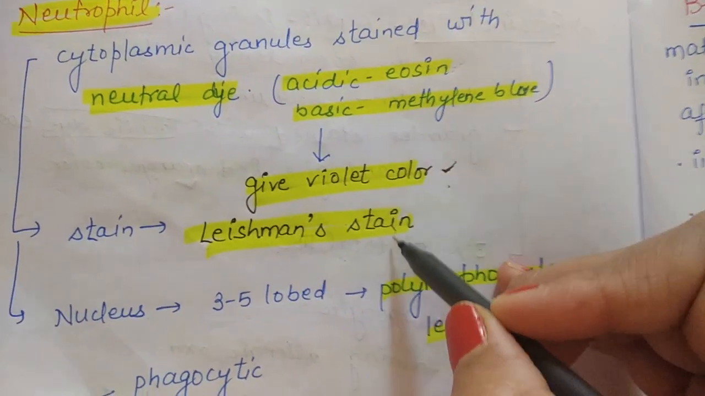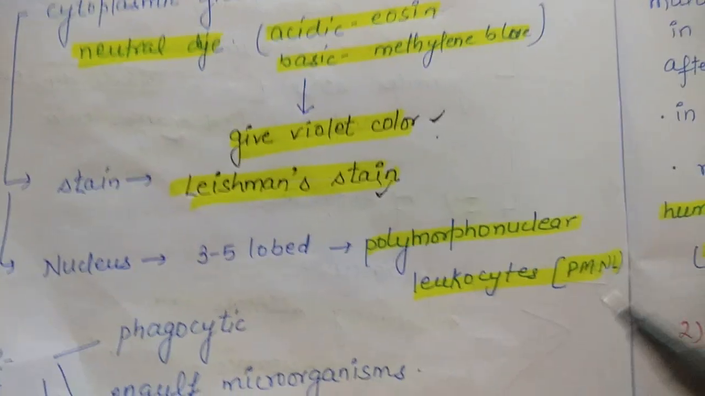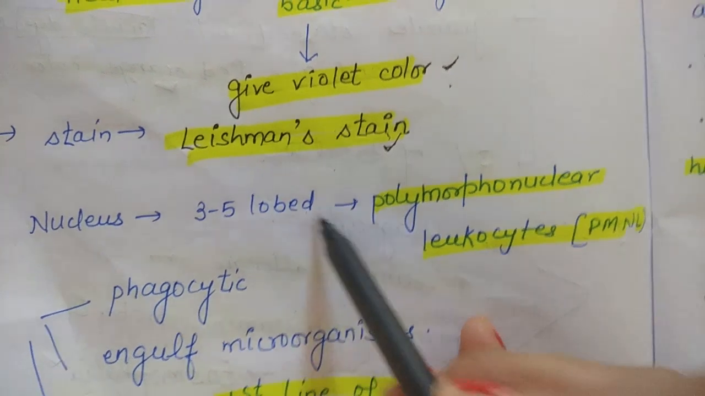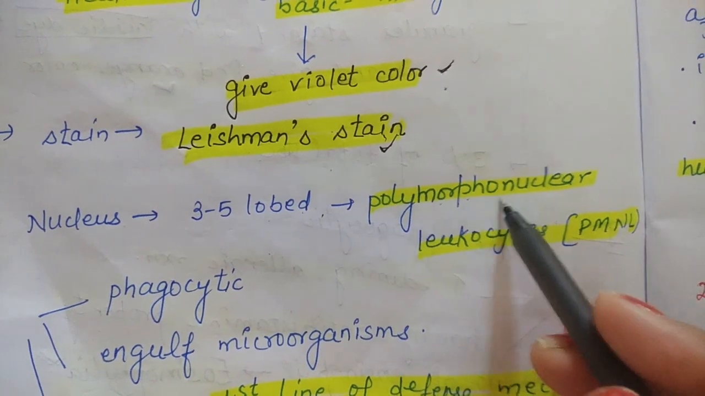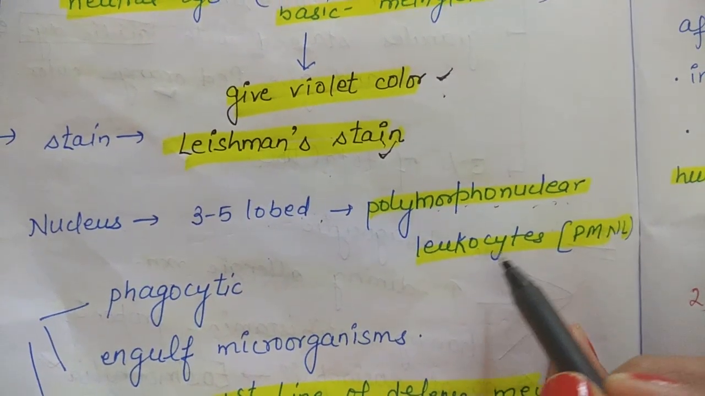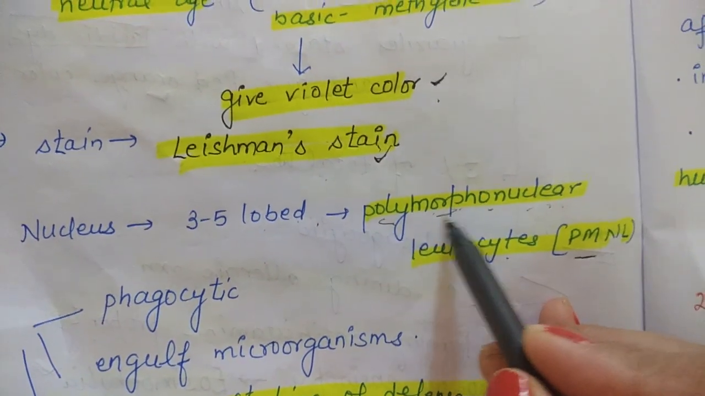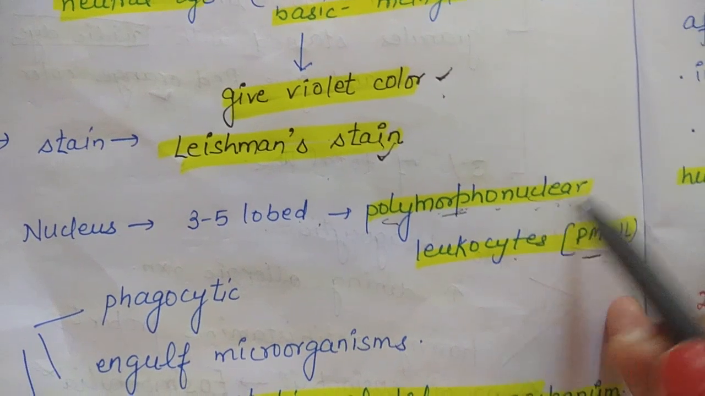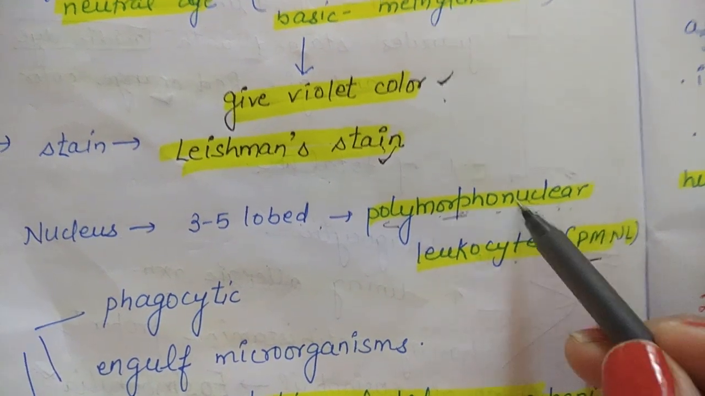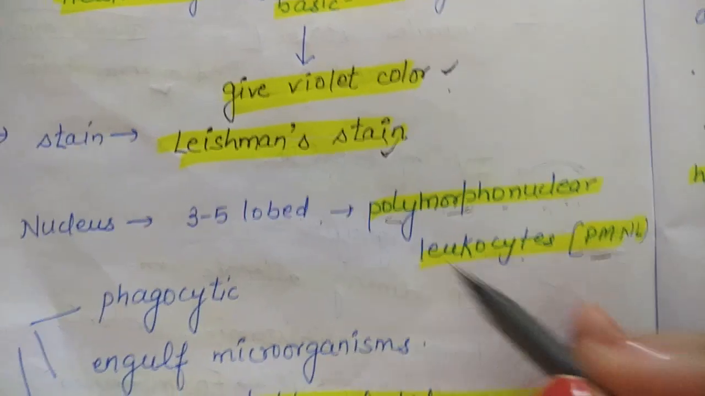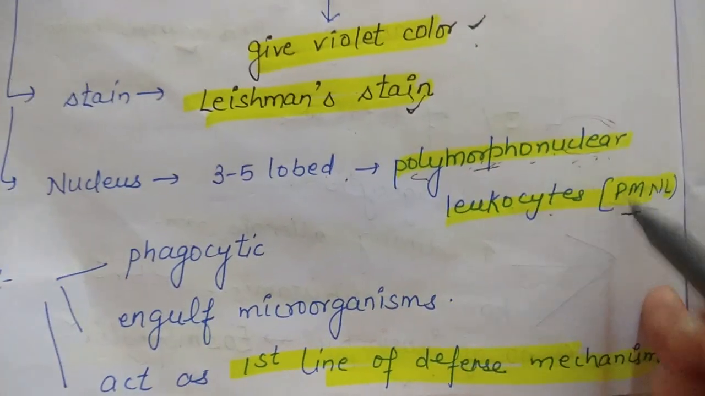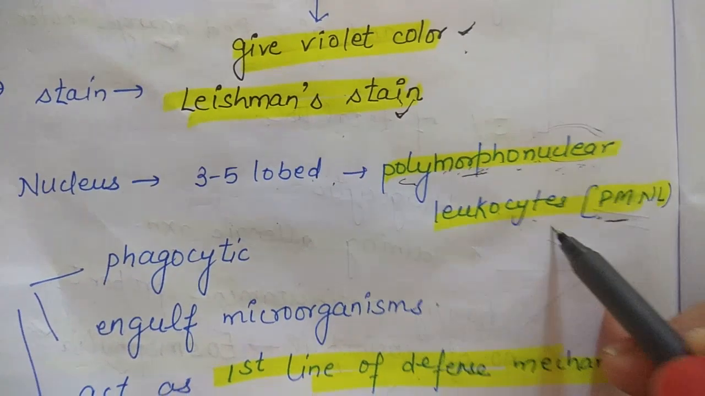The stain we use for the neutrophil is Leishman stain. The nucleus has 3 to 5 lobes. That's why we call it polymorphonuclear leukocytes, or PMNL. Poly means many, morpho means shape and structure, meaning the nucleus has different lobes or structures. That's why we call it PMNL, polymorphonuclear leukocytes.